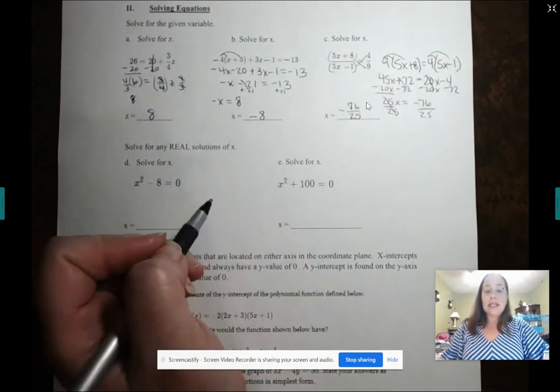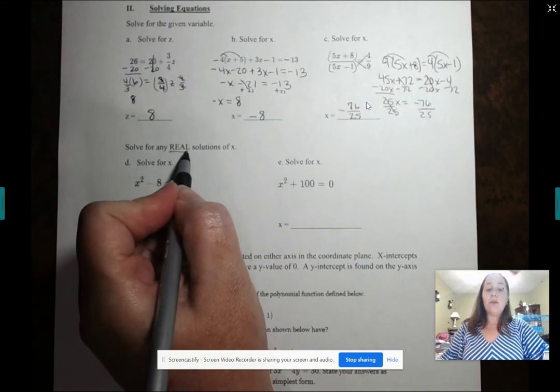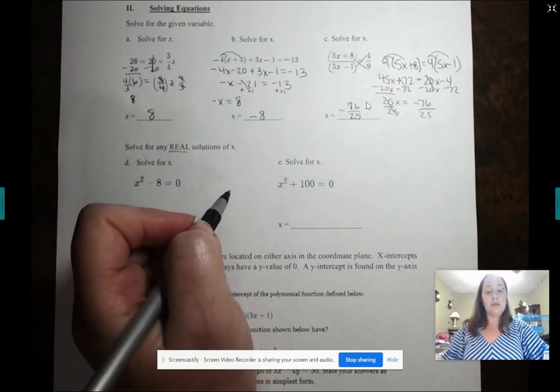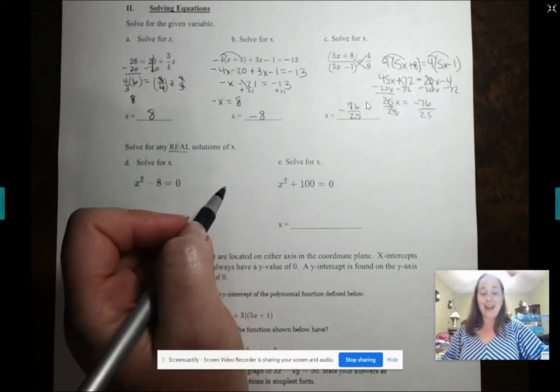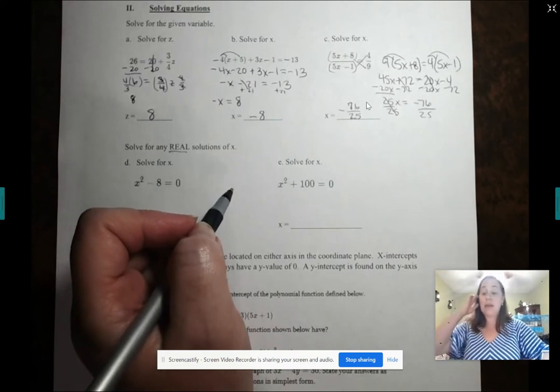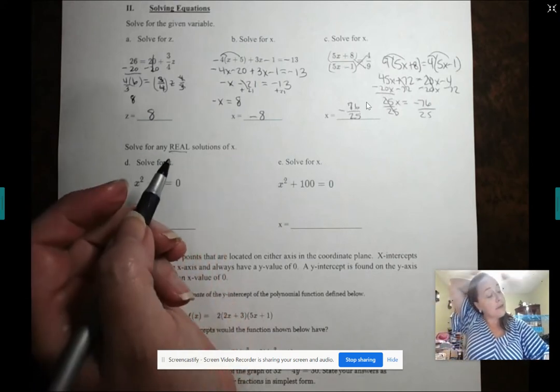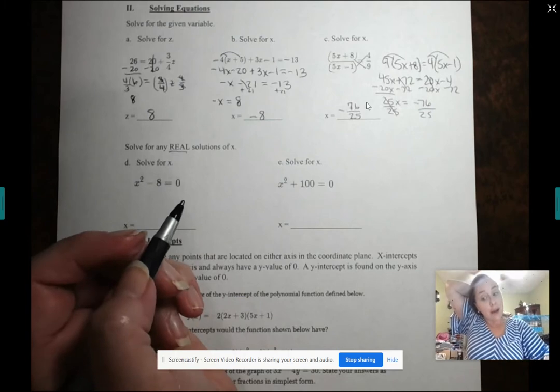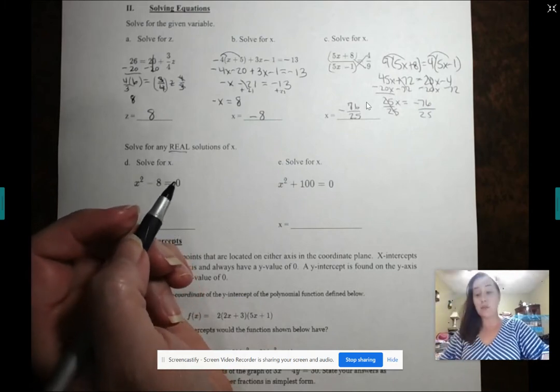Notice that on D and E, it's asking you to solve, but it's only asking for real solutions. So if at any point you have to take the square root of a negative, that is not going to be a real solution. That's imaginary, and that's not what they're asking for. Also, make sure that if you have a radical, it's fully simplified if it's real.